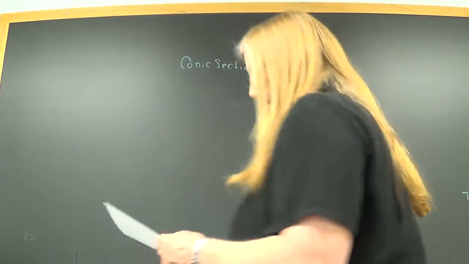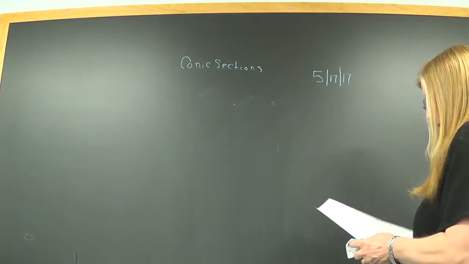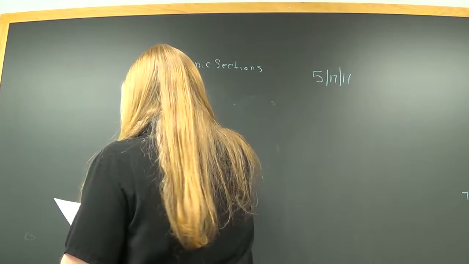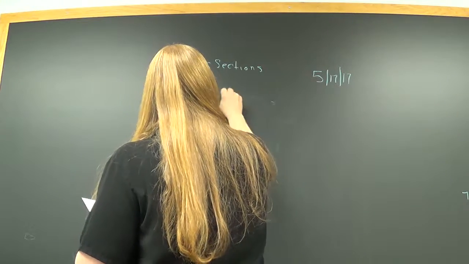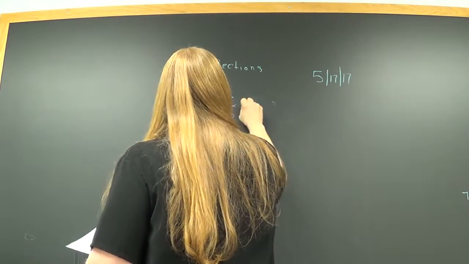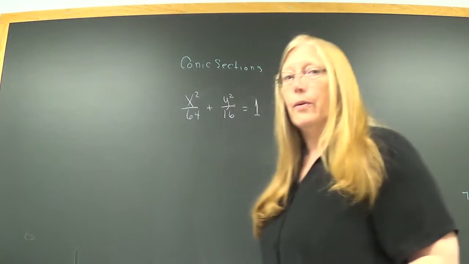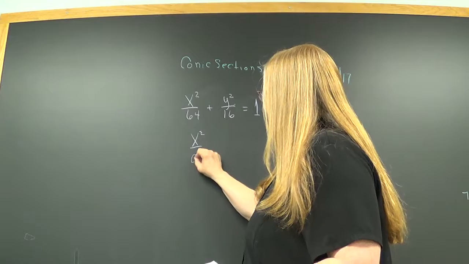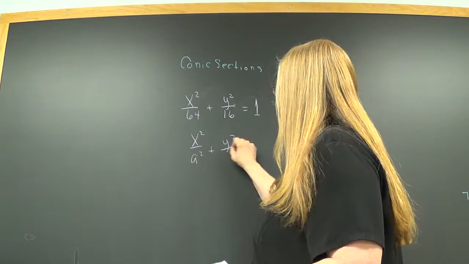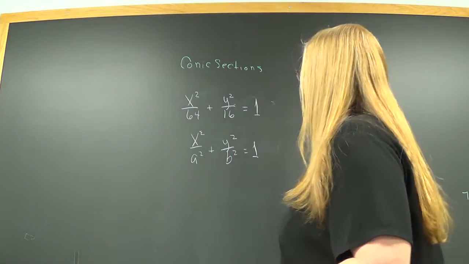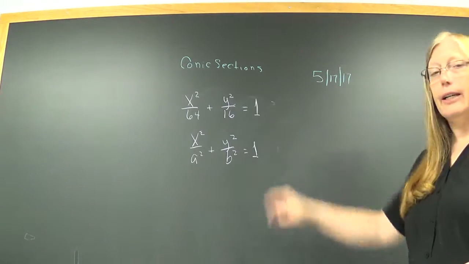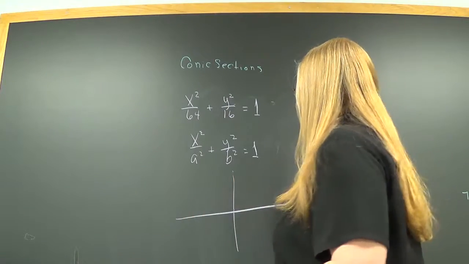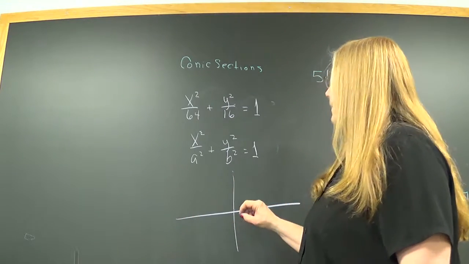Okay, here we are. We're going to go on to the ellipse, and the ellipse looks like this in standard form. So here it is in general. Alright, so what does this look like? The command is to graph it, and we're going to graph it by finding our A and our B.